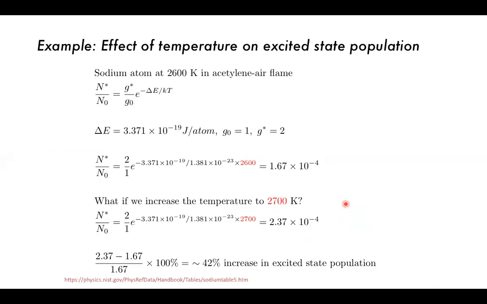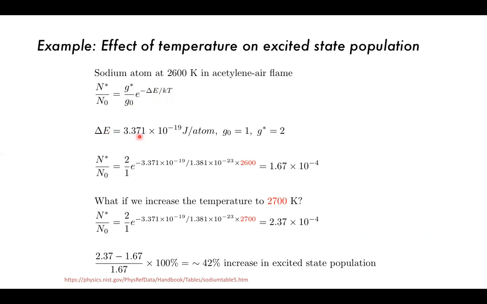So let's have a look at some calculations for the Boltzmann distributions. We're looking to find the population of the excited state, the effective temperature on the excited state population. So if you have a sodium atom at 2600 degrees Kelvin in an acetylene-air flame, then we use this equation, where the population of the excited state over the population in the ground state is equal to the degeneracy of the excited state versus the degeneracy of the ground state, or really any lower energy state. Then we have this term here, which is the Boltzmann term.